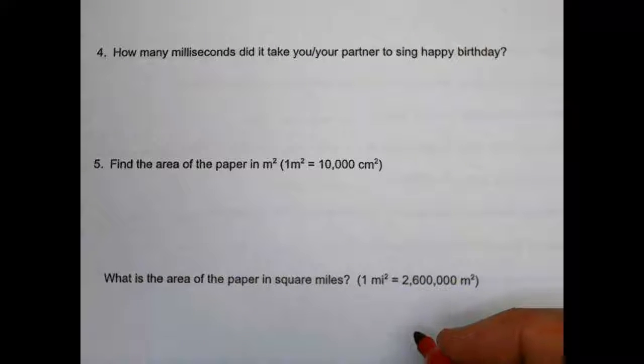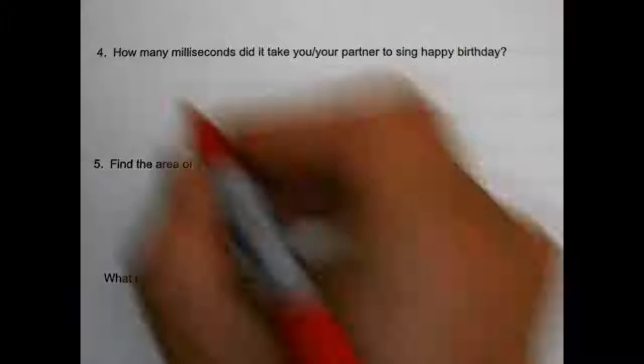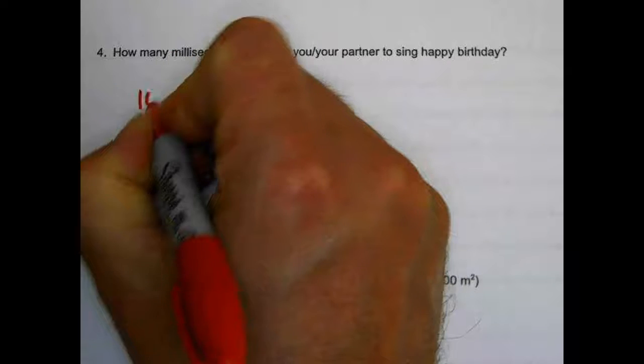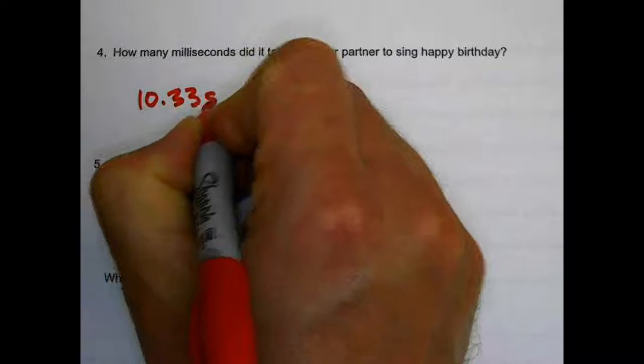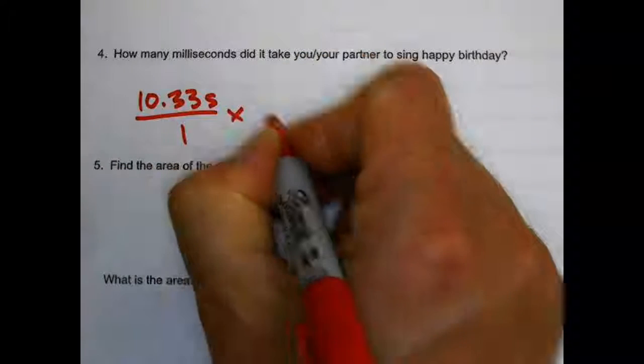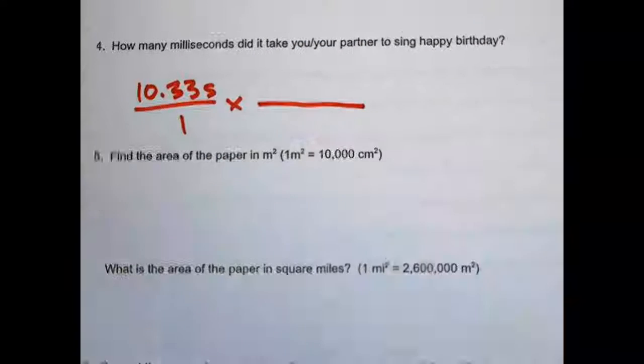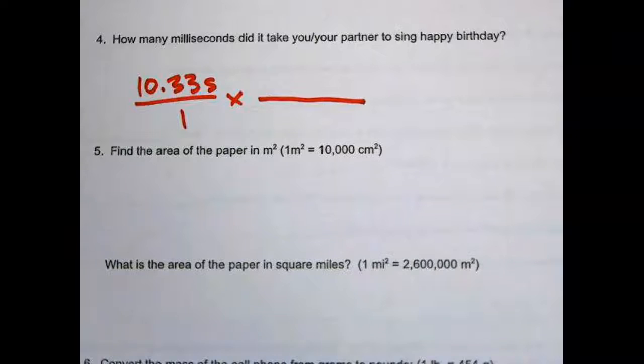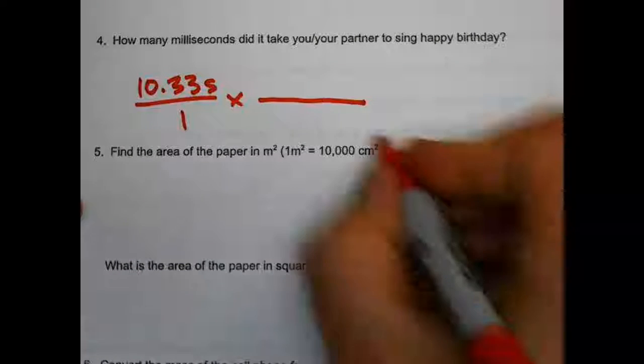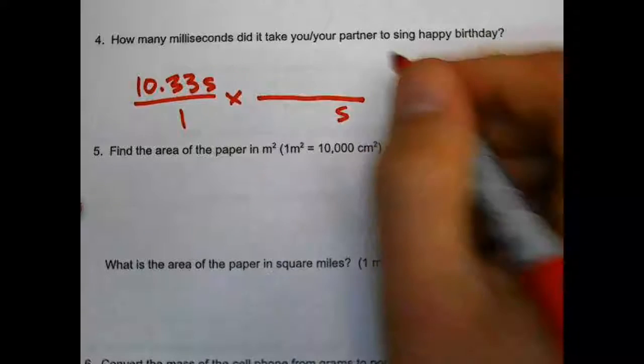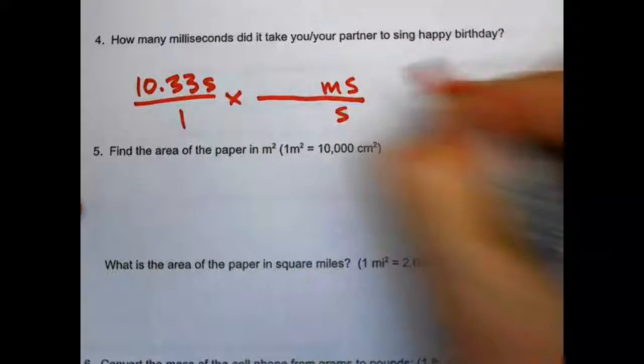Okay? All right, let's try one more. See if we're getting the hang of this. Number 4. How many milliseconds did it take your partner to sing happy birthday, or you, or whatever? I timed it, and it takes me about 10.33 seconds. Use your own value, don't use mine. Okay, so what unit's going to go on the bottom? Right, so that would be seconds, and then milliseconds on top.